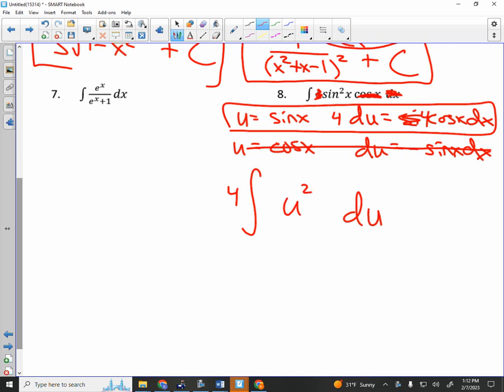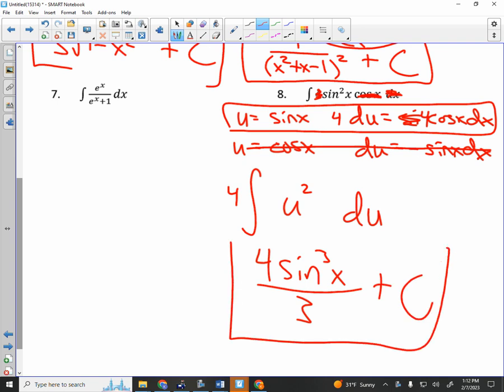As long as I'm left with something that I could take the antiderivative of, we're fine. And the antiderivative of u squared is? Yeah. So I'll have 4 u to the third, or 4 sine cubed, over 3 plus c. And that's your introduction into substitution. You've seen the level 1 and the level 2 problems.